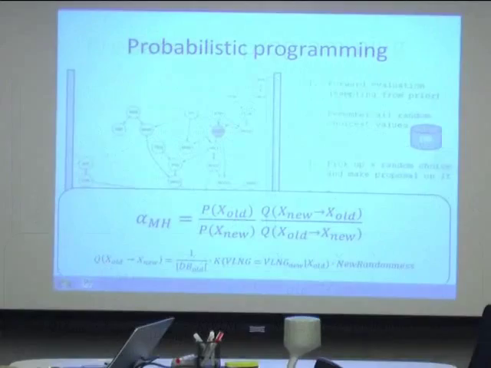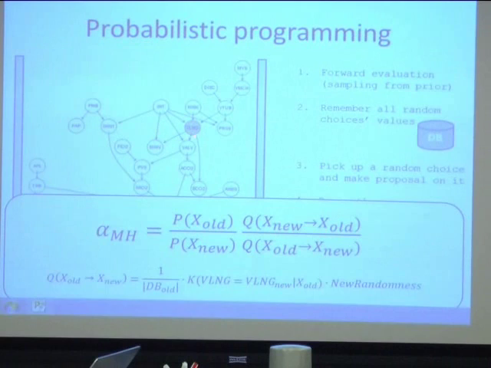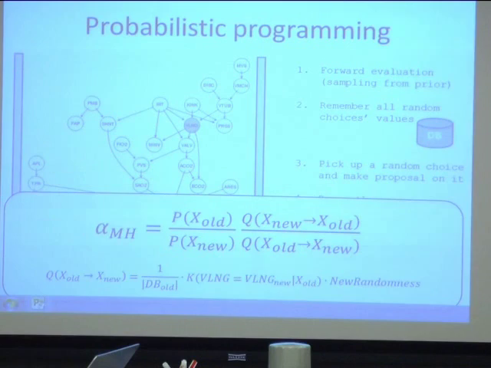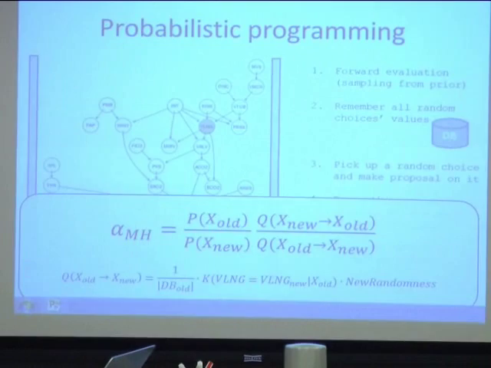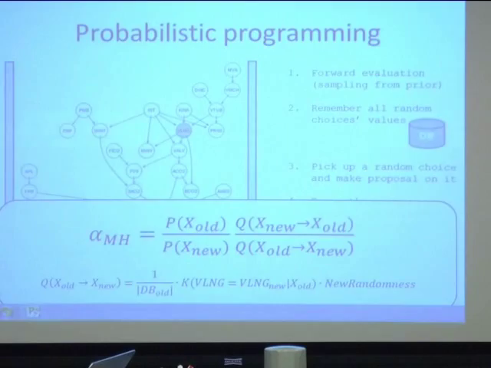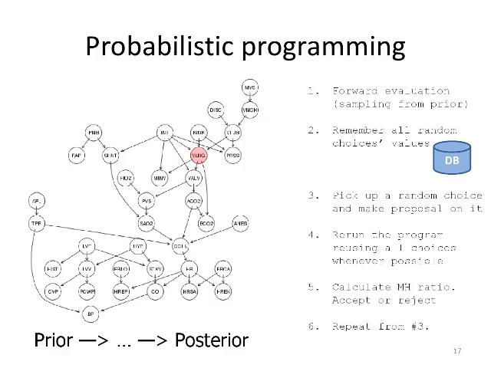It's a local kernel which we applied here: how you made the proposal, what new value has been proposed. And then there is new randomness, which hasn't been created here, because this is just a simple Bayes network. There are no conditions. But because Church is a Turing universal language, generally you can have conditions. And then if you repeat steps from third to fifth, you hopefully converge from the prior to the posterior.